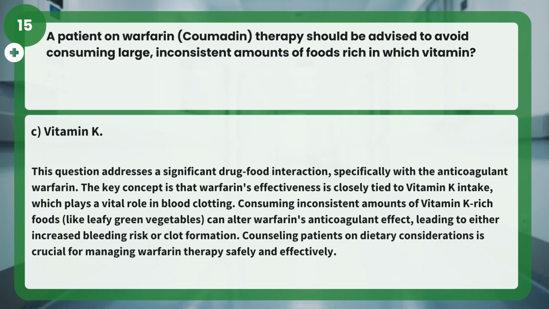Answer: C. Vitamin K. This question addresses a significant drug-food interaction, specifically with the anticoagulant warfarin. The key concept is that warfarin's effectiveness is closely tied to vitamin K intake, which plays a vital role in blood clotting. Consuming inconsistent amounts of vitamin K-rich foods, like leafy green vegetables, can alter warfarin's anticoagulant effect, leading to either increased bleeding risk or clot formation. Counseling patients on dietary considerations is crucial for managing warfarin therapy safely and effectively.